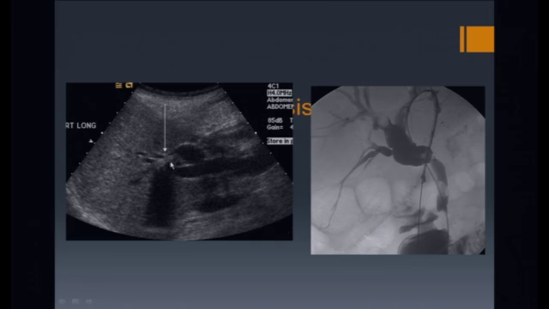This is a patient with stones inside the common bile duct. We see echogenic shadowing structures and the corresponding cholangiogram showing a stone that is obstructing the common bile duct, sitting just above the duct-to-duct anastomosis.